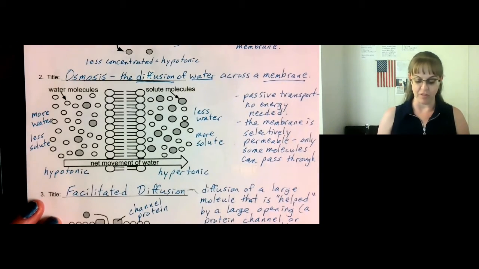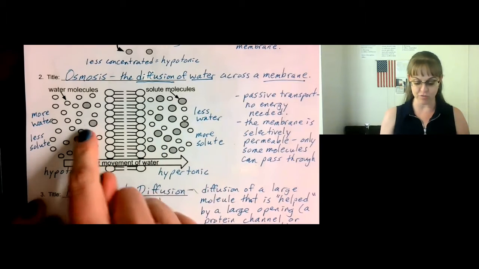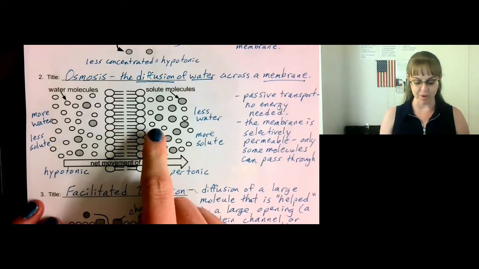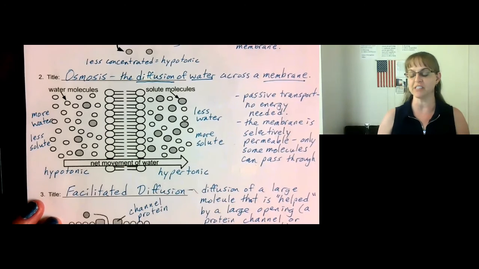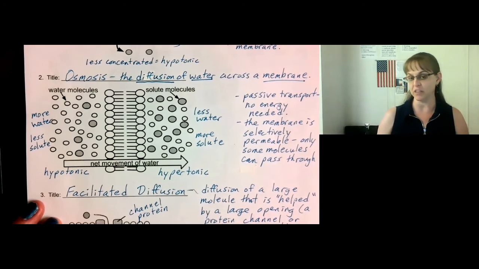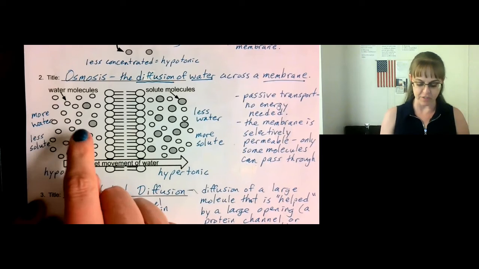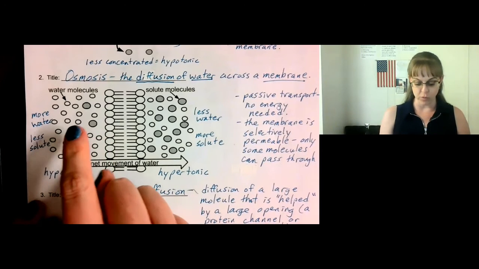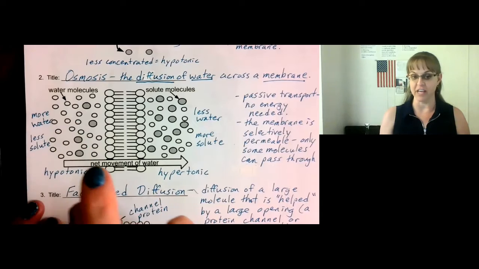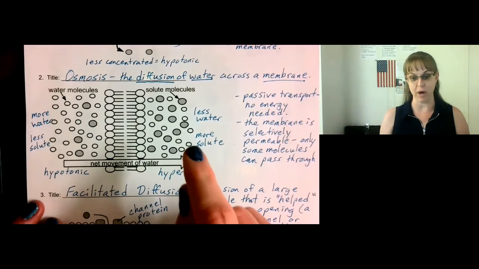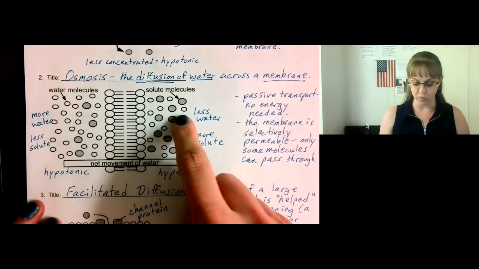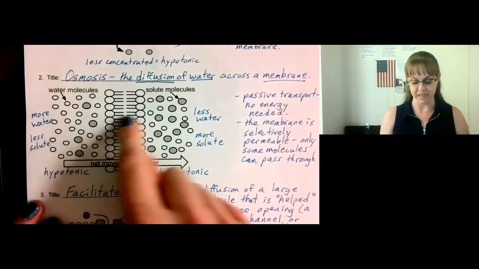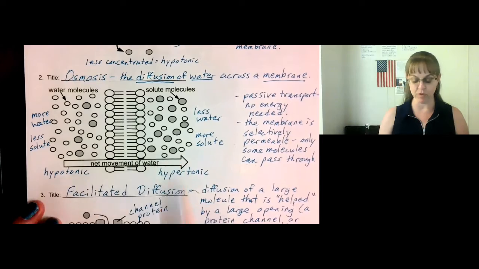Now remember, the water can pass through this membrane, but the solute is too big. Remember, the solute is the thing that gets dissolved in the water. So the water will move from where there's lots of water to where there's less water, from high water to low water. So therefore, water will undergo osmosis from left to right. That's the net movement of water.